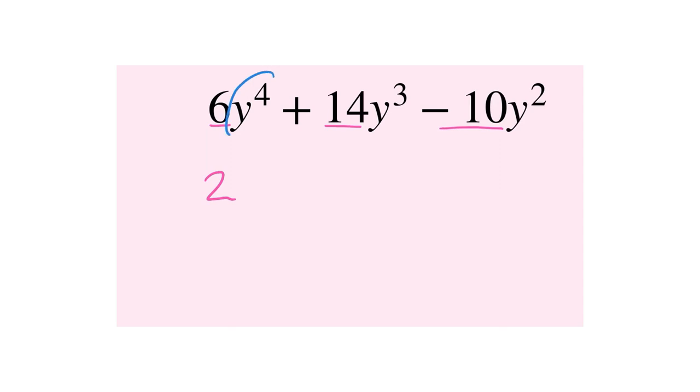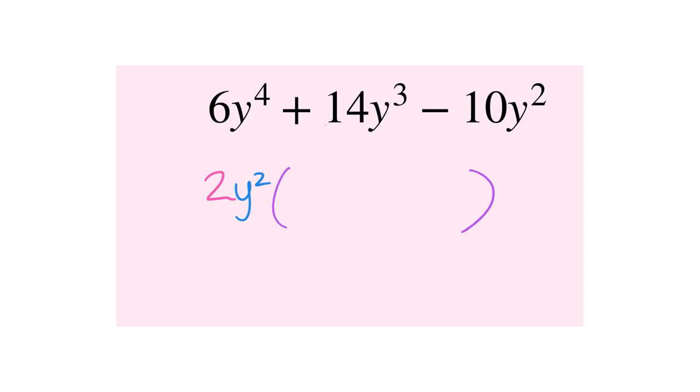And then if we look at the letters, well, they all have y's. And the most that we could take is 2 because this one only has 2 to give up. So we're going to take y squared out, and then if we write what's left on the inside, let's go ahead and divide each of these and see what we would have left here.